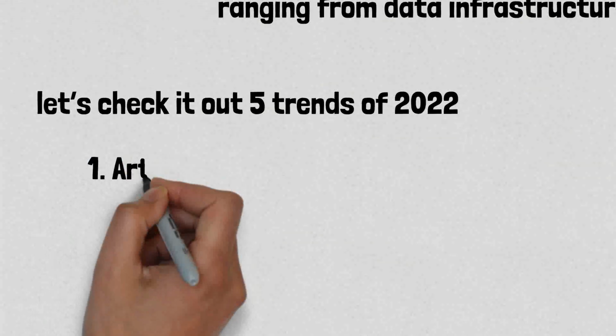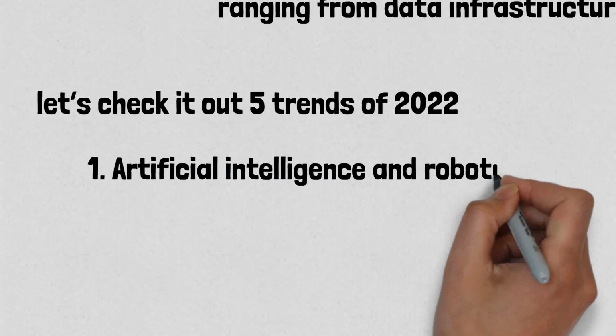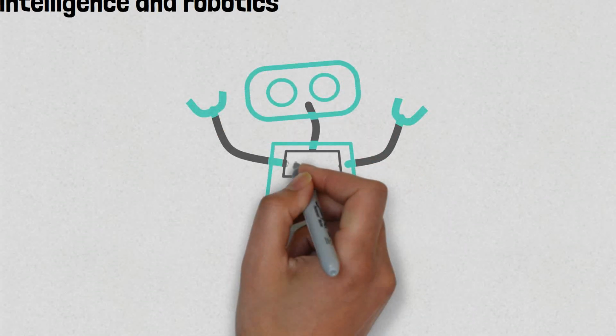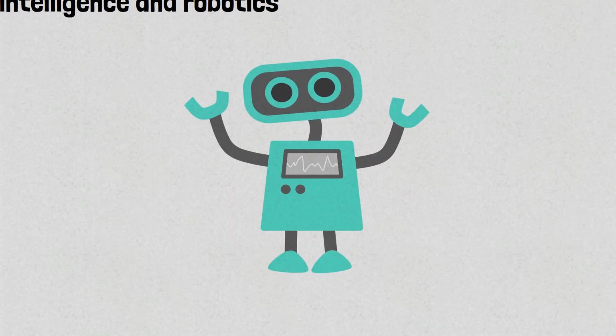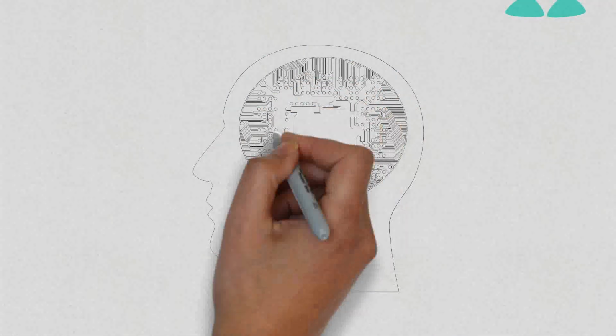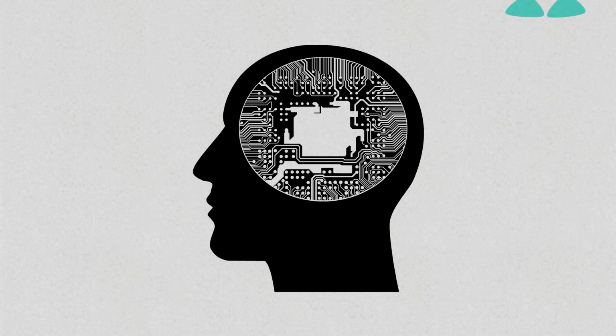Number 1 is artificial intelligence and robotics. With the global robotics industry forecast to be worth $80 billion by 2024, a large portion of this growth is down to the strength of interest and investment in artificial intelligence, AI. One of the most controversial and intriguing areas of computer science research.